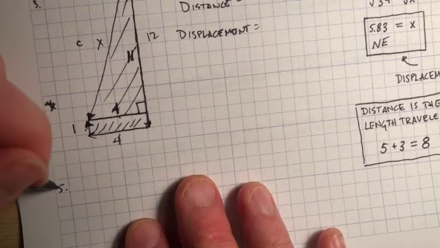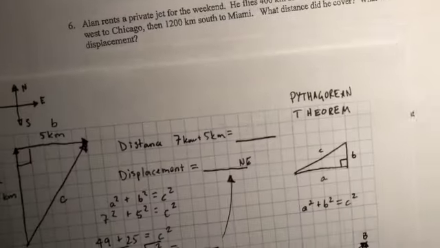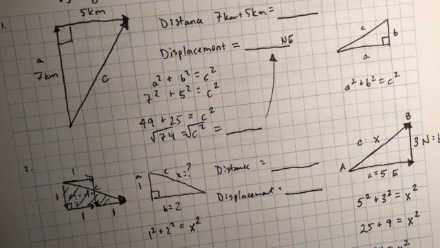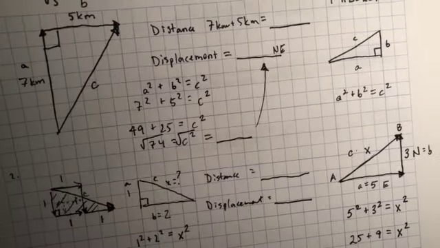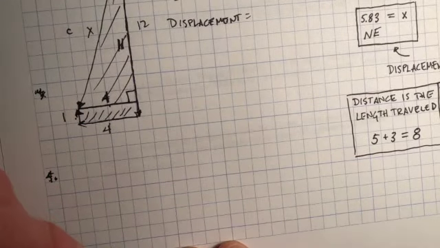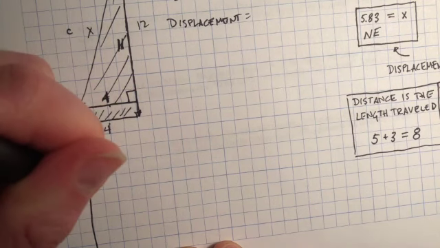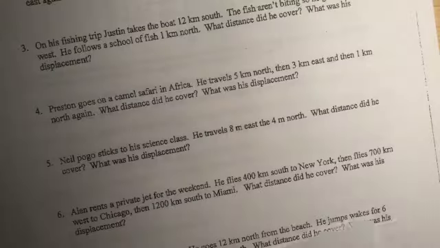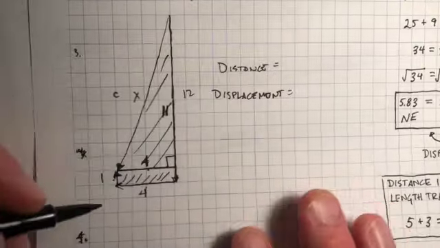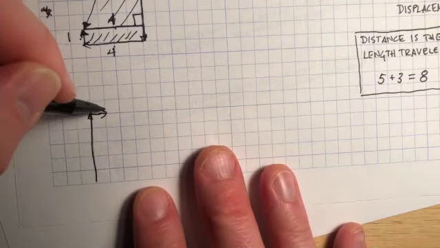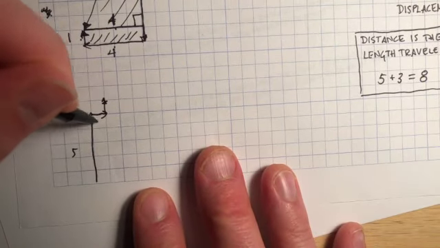All right, number 4. Preston goes on a camel safari in Africa. He travels 5 kilometers north, 3 kilometers east, then 1 kilometer north again. What distance did he cover and what was his displacement? So 5, 3, and 1. So here he goes 5 north, 1, 2, 3, 4, 5, 1 east, and 1 north again.